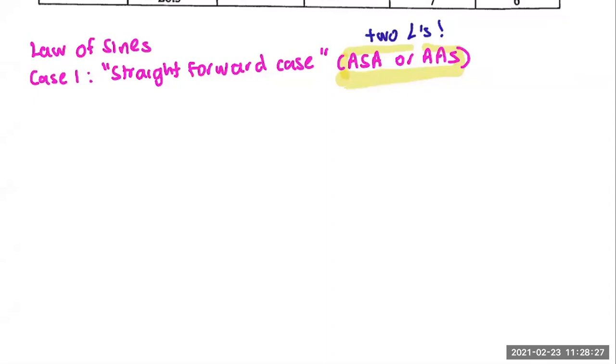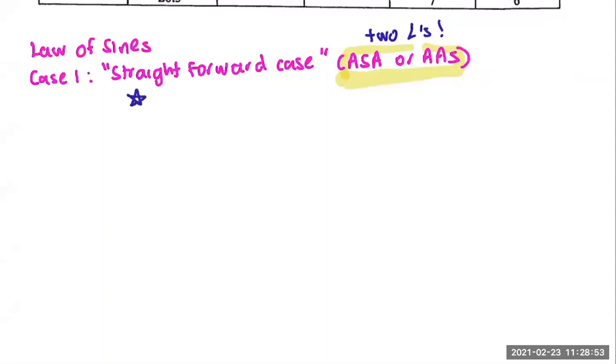So the straightforward case is angle, side, angle. If you have two angles, can you figure out the third angle? Do you need anything special? You can just subtract from 180, right? So this is the straightforward case. It's easy. You already knew how to figure out the third angle before we did law of sines. The law of sines straightforward case is what you're responsible for knowing.